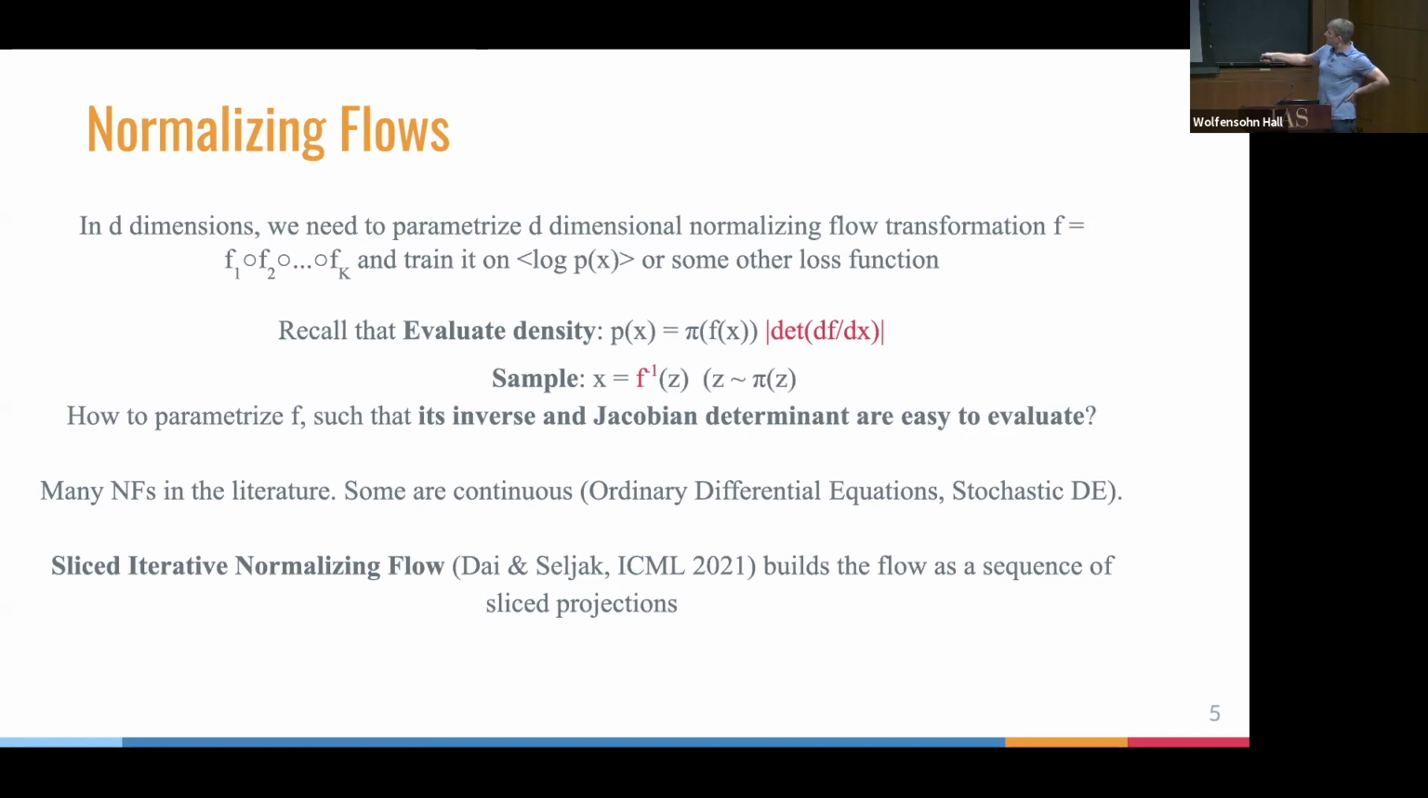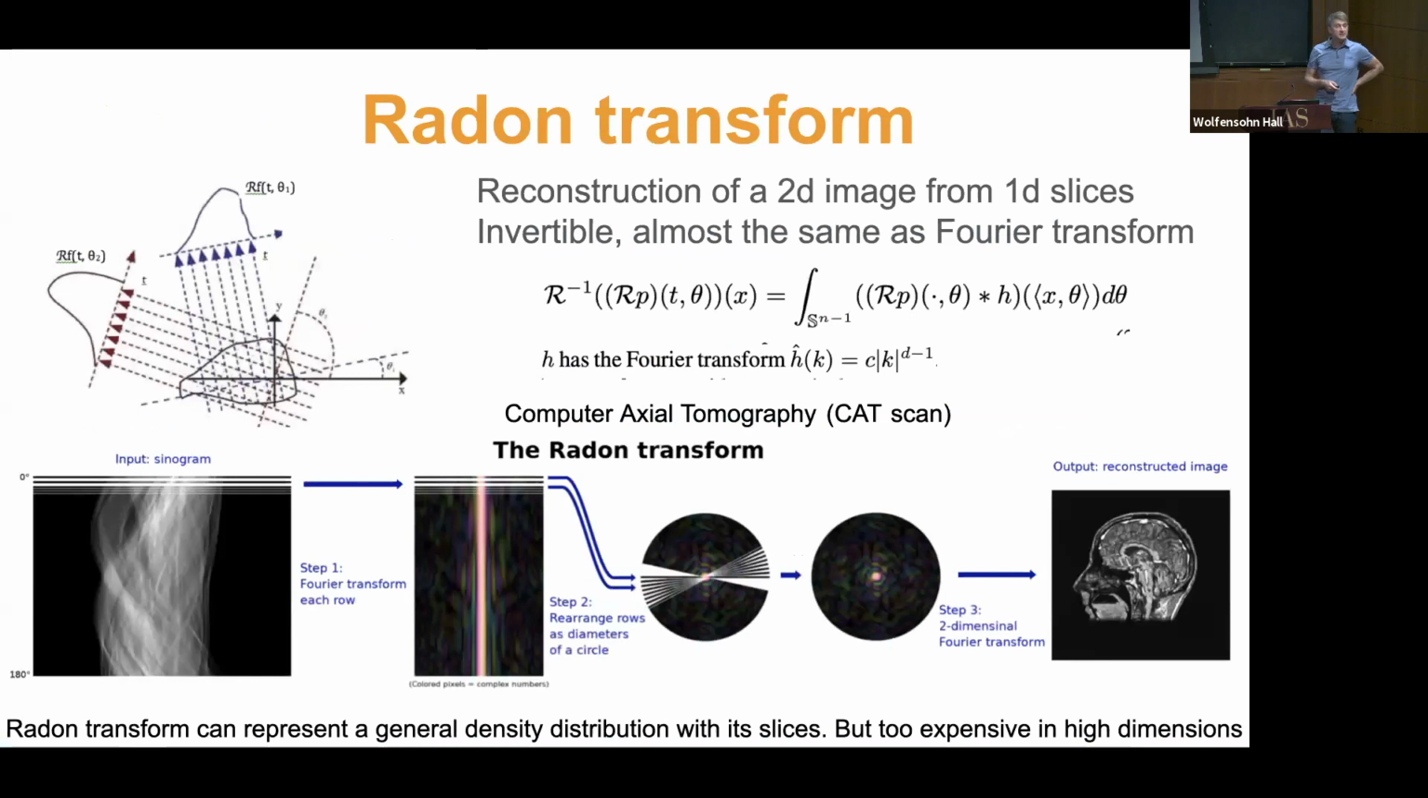But the one I'll be talking about here is one we developed with my student, Biwei Dai, and it's called sliced iterative normalizing flow. And it goes through slices. Now, what are slices? What are projections? Here, the motivation for us is the so-called Radon transform. What is a Radon transform?